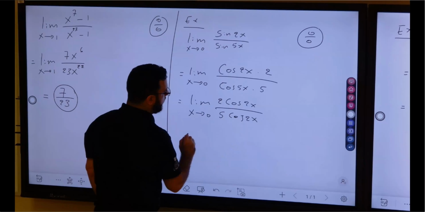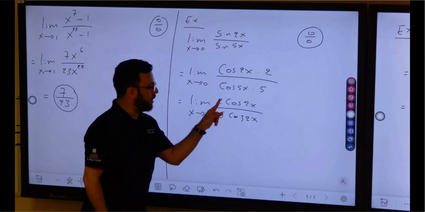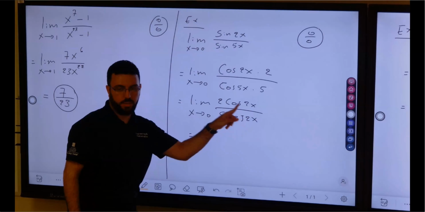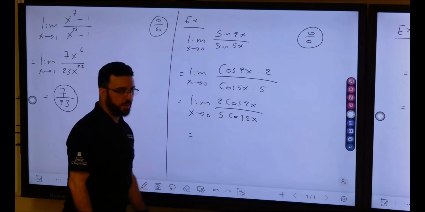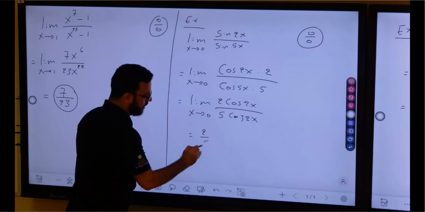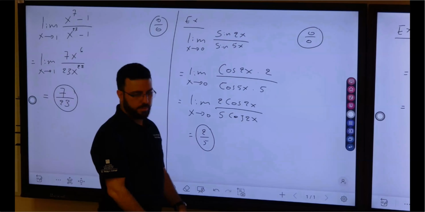Now, if you plug in the 0, cosine 0 is going to be 1. Cosine 0 is going to be 1. So the result is going to be what? You got it?